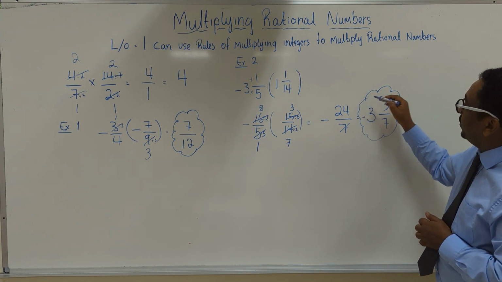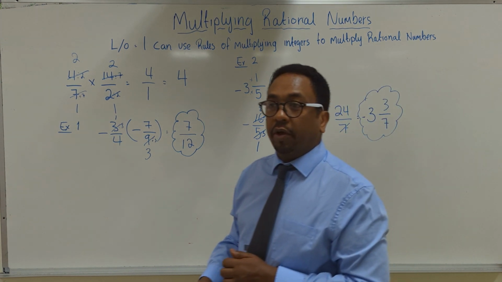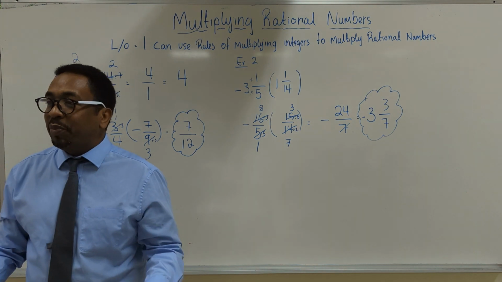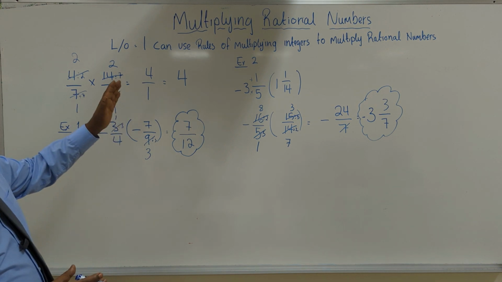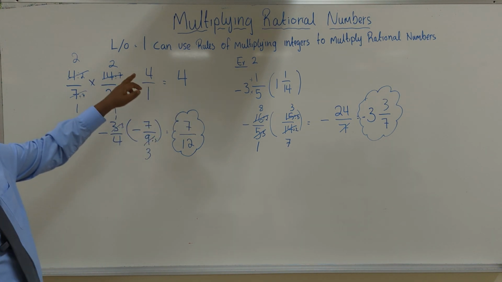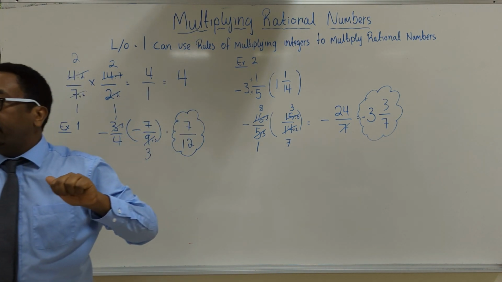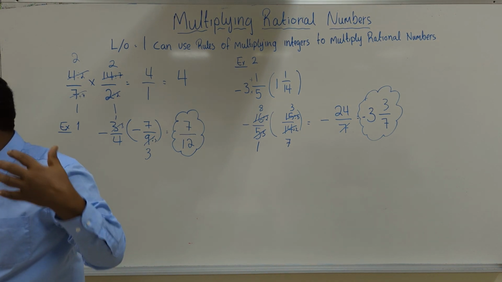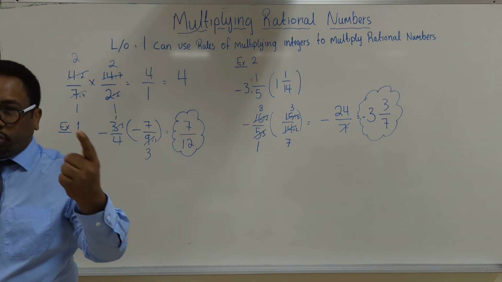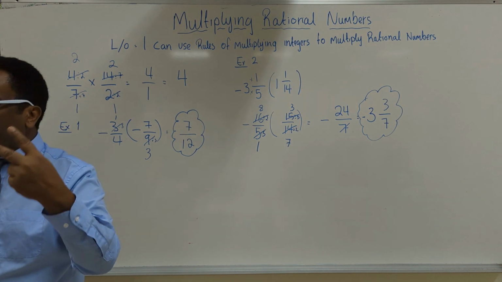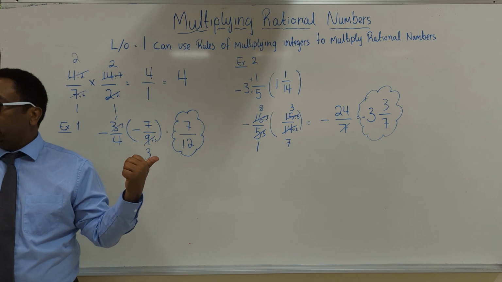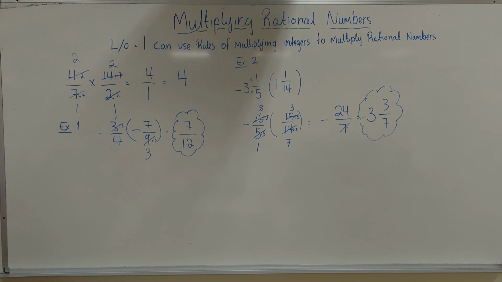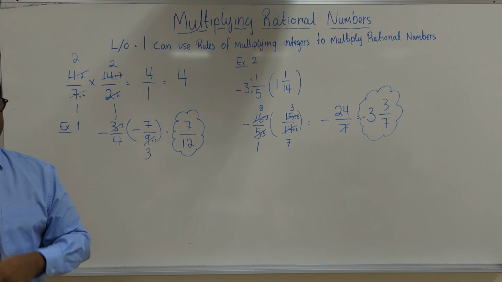Are you with me, guys? So this is the final answer. Now, do you understand how to multiply rational numbers using the integer rules? So this is what it's all about. And the last 2 questions of the project, now you will be able to do it by using this rule. As a practice, remember, practice makes perfect.